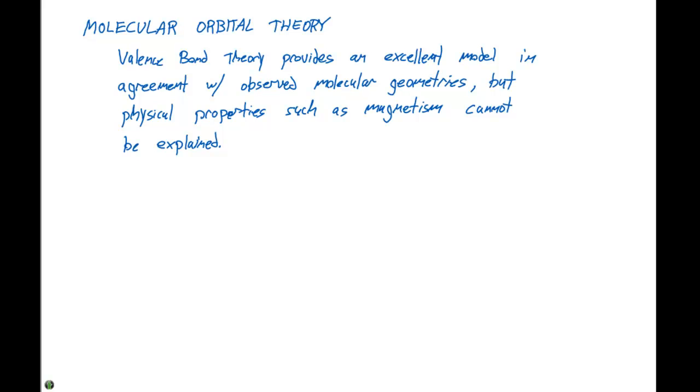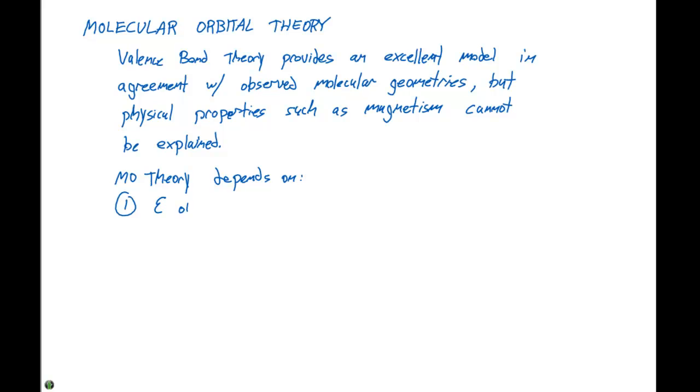This video is going to attack molecular orbital theory, which is an extension of valence bond theory. Valence bond theory provides an excellent model in agreement with observed molecular geometries, but physical properties such as magnetism cannot be explained. So we need to expand on this valence bond theory. And molecular orbital theory, which is abbreviated MO theory, depends on two main factors.